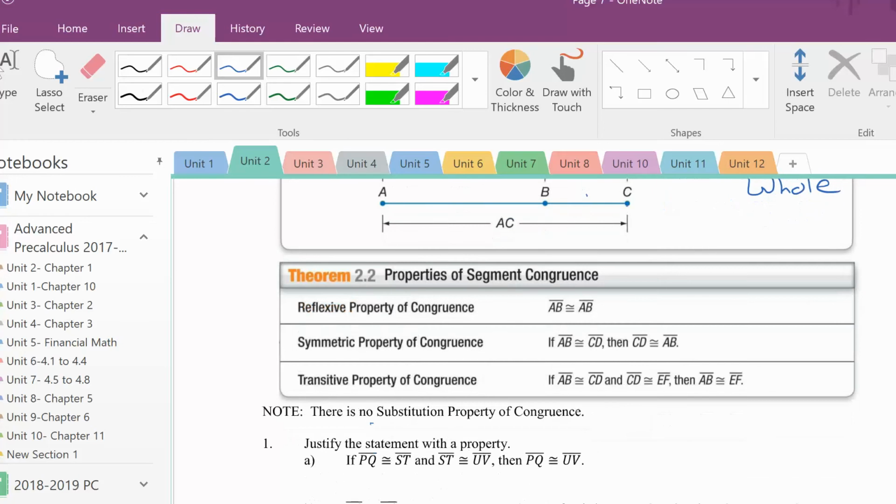Then some of the properties of segment congruence. So you have the reflexive property of equality, you also have the reflexive property of congruence. The symmetric property of congruence, where you notice if a segment's congruent to another segment, then you can switch them. And the same thing with transitive property of congruence. Notice they're both congruent to the same thing, CD, so then they're congruent to each other. Now, there is no substitution property of congruence. So whenever you have congruent segments, it has to be the transitive property.